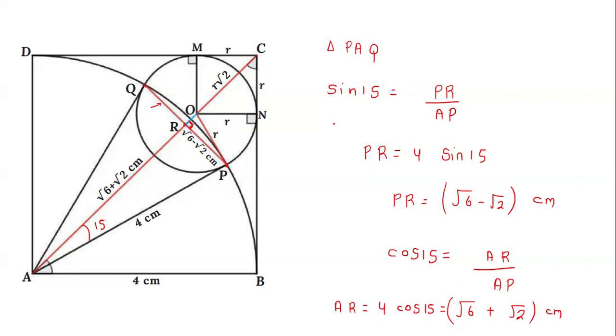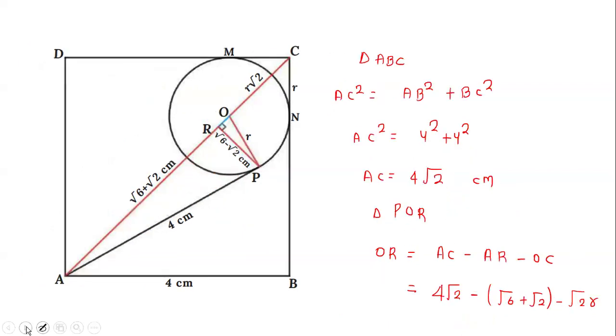So you can apply sine 15 as PR divided by this hypotenuse AP. PR you don't know, but the AP value you know as 4 centimeter, and you can put the sine 15 value and find the PR value. It will come as root 6 minus root 2. And you can also apply cos 15 is equal to this side divided by this hypotenuse, so it will come like 4 times cos 15. After calculation it will come like root 6 plus root 2. So now you know this AR distance and this RP distance also.